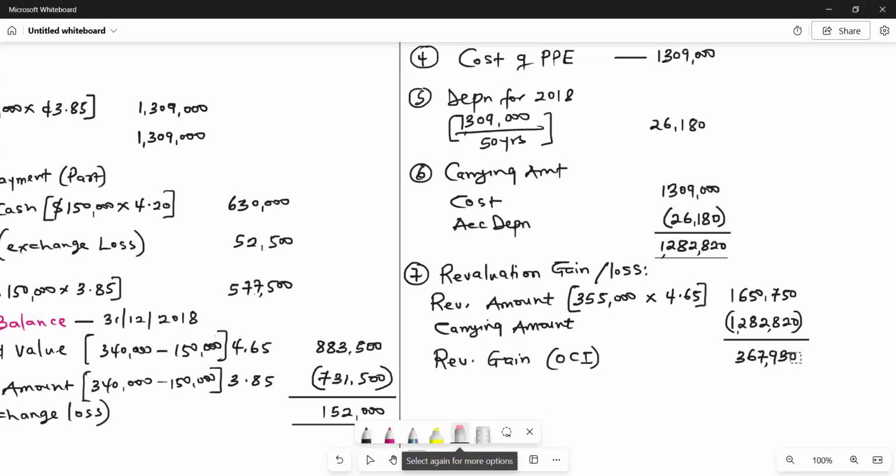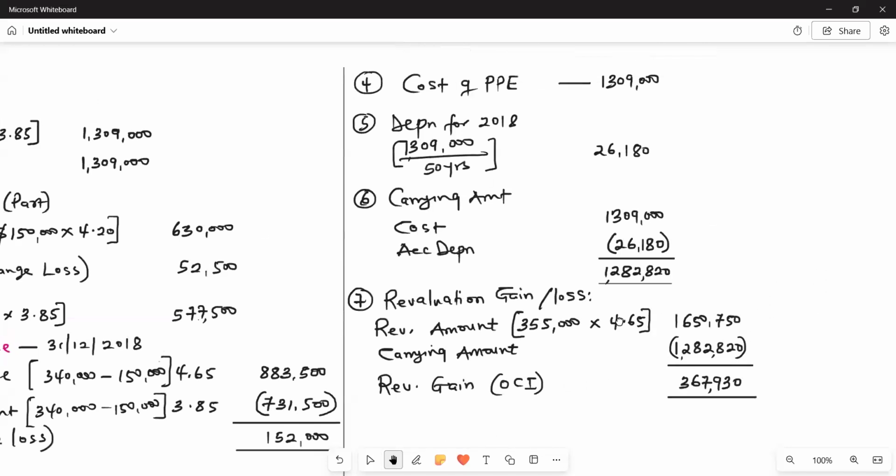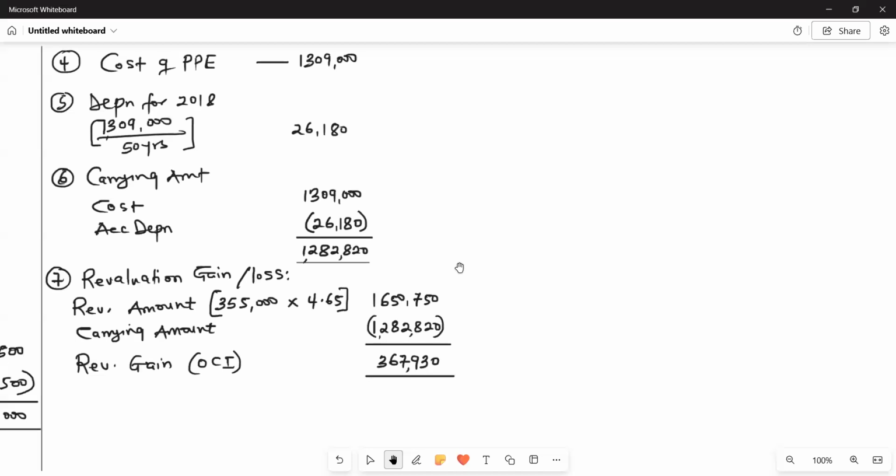Those doing FR for the first time who have not done PPE, don't worry. When we start the full session, try and register. Once we start the full session, we'll do PPE from scratch, and you'll understand this revaluation and why we are taking it to OCI. For now, the concentration is on IAS 21, which I think you got in the concepts.